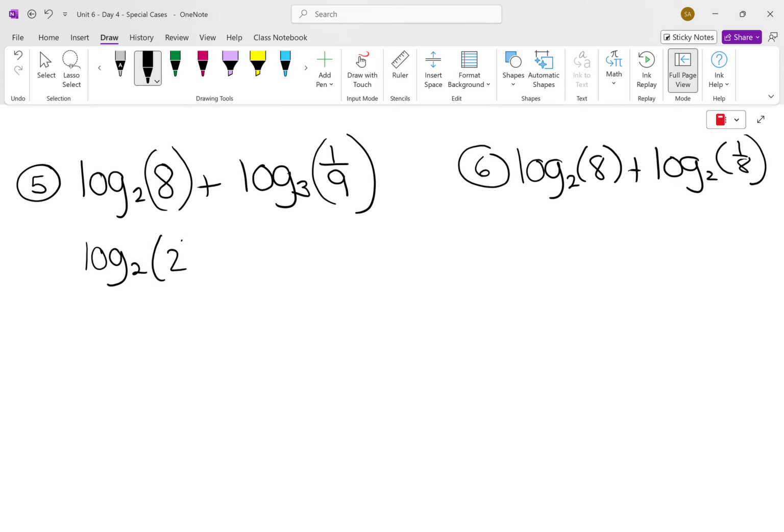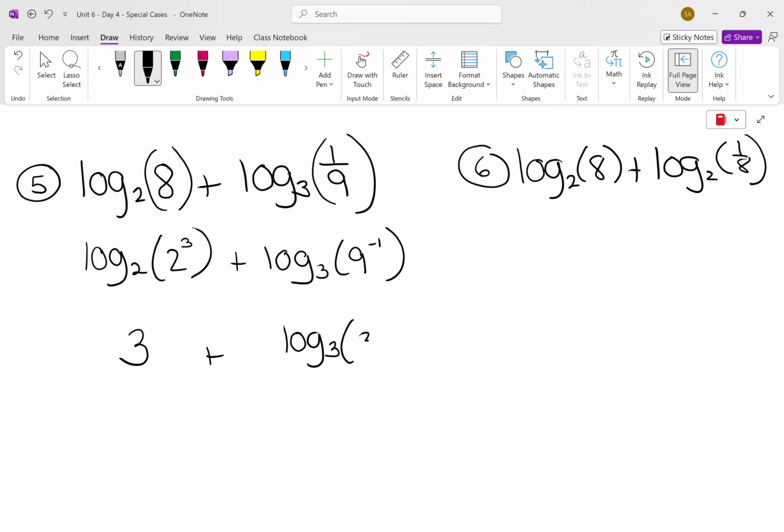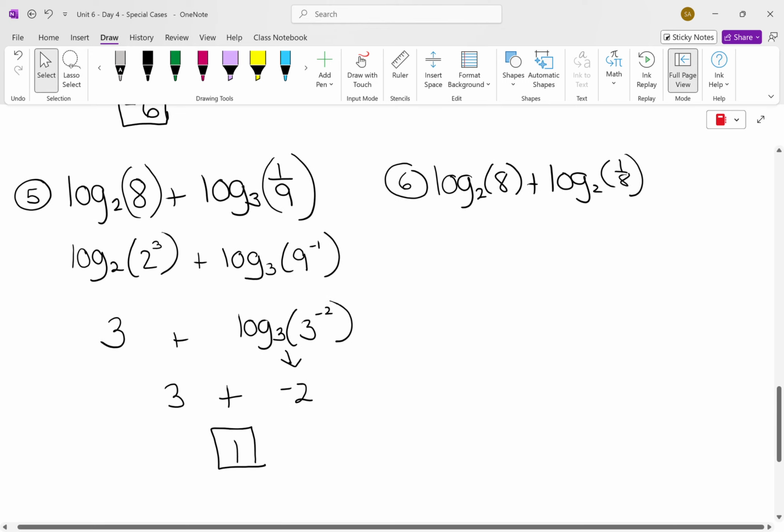Okay, so for the first problem, I'm going to have log base 2 of 2 to the 3rd, which tells me this will simplify down to 3. And then on this one, I'm going to have log base 3 of 9 to the negative 1st power. Then I'm going to have log base 3 of 3 to the negative 2nd power, which simplifies down to negative 2. And then I'll have 3 plus a negative 2. What's 3 plus negative 2? 1.